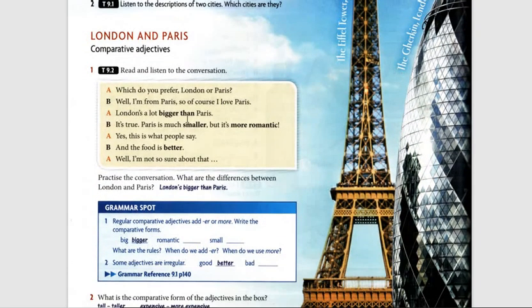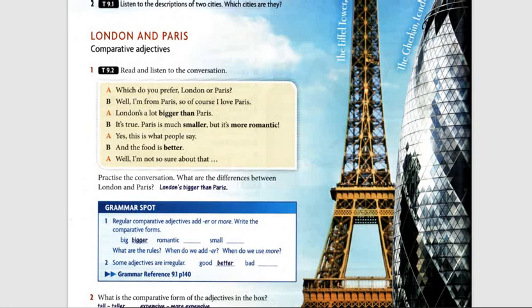If you want to check this exercise or this task, which do you prefer, London or Paris? You will prefer one of them according to the way of living, according to the distance, according to the weather, hot or cold, so we have to make a comparison as in this conversation. So let's check it once again. To use the comparative adjective, we use than after the comparative adjective.